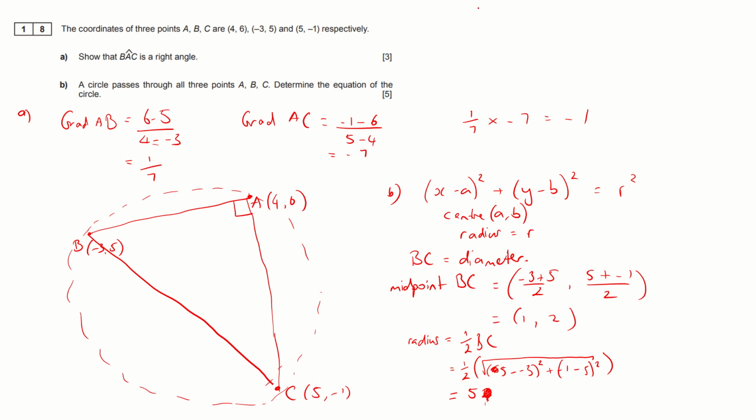I'm just going to go up to the top of the page to finish my answer there because it wants the equation of the circle. If I chuck it all into this generic form here, that is x minus a, that's the x coordinate of the center, 1 squared, plus y minus b, b was the y coordinate of the center, y minus 2 squared, equals r squared, the radius was 5, 5 squared is 25.